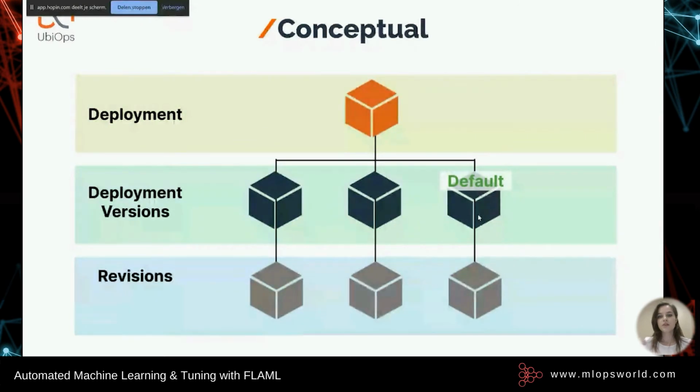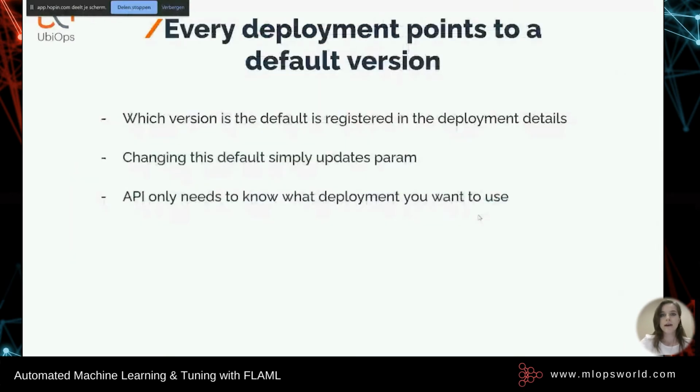So this way, even when a user makes a request or a call to your default deployment while you're in the process of overwriting that one, it will still be able to return a result because it will just use the previous version right up until the point that you're ready for the next one. So this is conceptually how we looked at this. So yeah, every deployment points to a default version. Which version is the default is just registered in the deployment details, and changing this default simply updates the parameter. And our API only needs to know what deployment you want to use, and then it's all good to go.